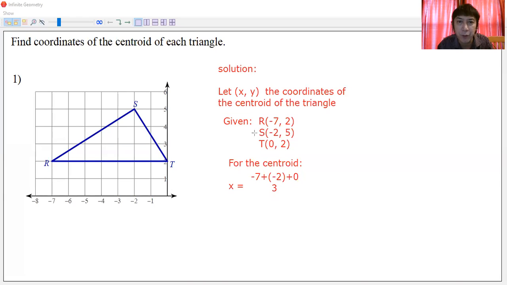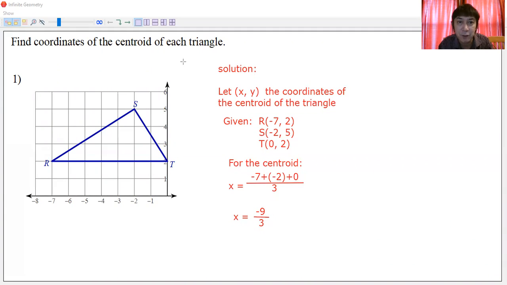So we have to write the division symbol there. All right, I just put it there. Okay, compute now for the x value. This will be equal to -7 plus -2 and 0. It's a -9. So we have -9 divided by 3 there. Okay, and that's it. This is now equal to -3.